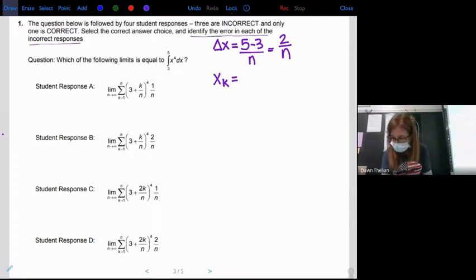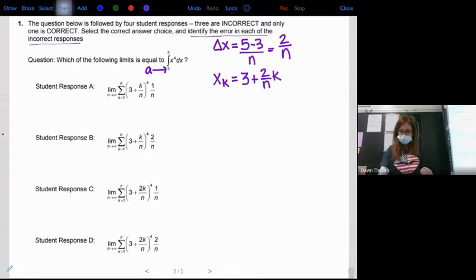So in this case, my a is the 3. And it would be plus my 2n times k. A plus delta xk. And if I have those two things written on the side, then I know what I'm looking for, because the limit as n goes to infinity, that's the same for all of these. The summation part from 1 to n, that's the same for all of these. So it's what goes in the parentheses and what's on the end that we have to look at.